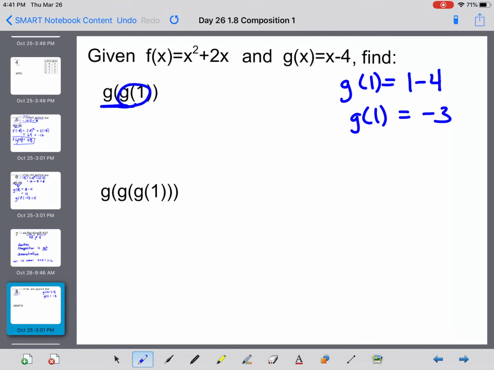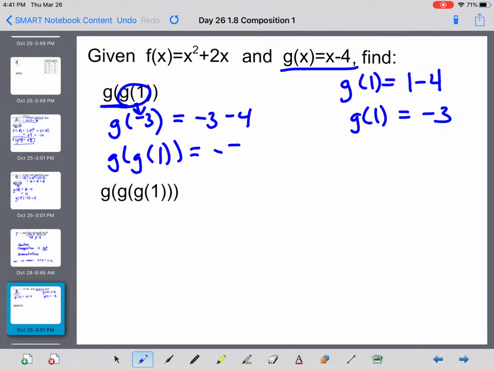So that tells me go back, and g of 1 equals negative 3. So that's what's going to get substituted in. So do what's left. It now says g of negative 3. So go back to whatever function it tells you to go back to. And so you're going to have negative 3 minus 4. So g of g of 1 equals, it looks like a negative 7.